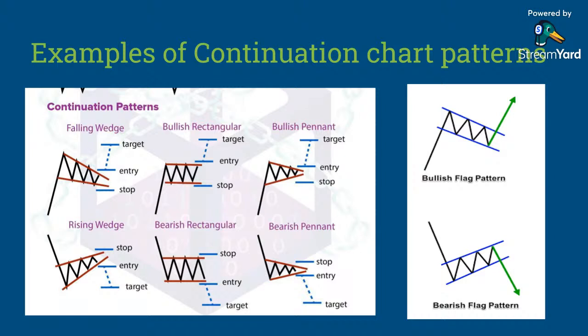The bullish flag pattern is in an uptrend. Remember I said continuation. It shows you that this particular pattern is going to continue in the direction it was going in the first place. So the first one is going upward. The moment the chart pattern happens, look at the green arrow. It's an indication that this price is going to go upward.